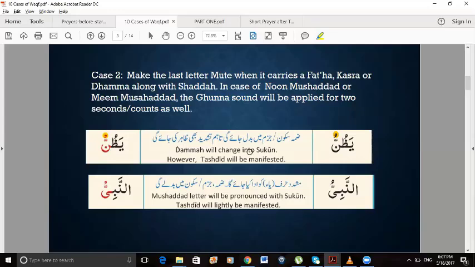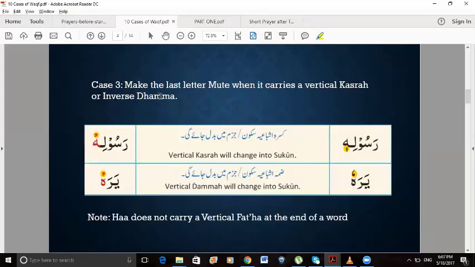Now, moving on to case number 3, you make the last letter mute when it carries a vertical kasra or inverse dhamma. Now you've learned this, you know what a vertical kasra is and you know what an inverse dhamma is. So let's have a look at these examples. In normal circumstances, without pausing, you would read this whole word as Rasulihi. Now this last letter over here is a ha, and it has a vertical kasra underneath it.